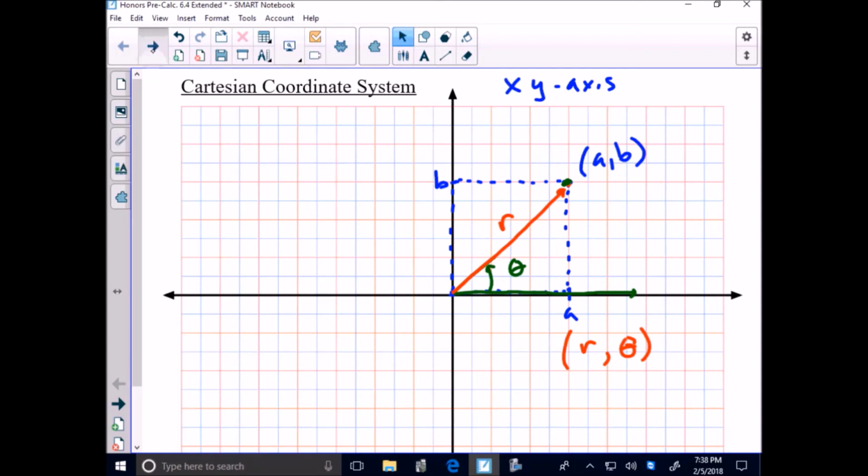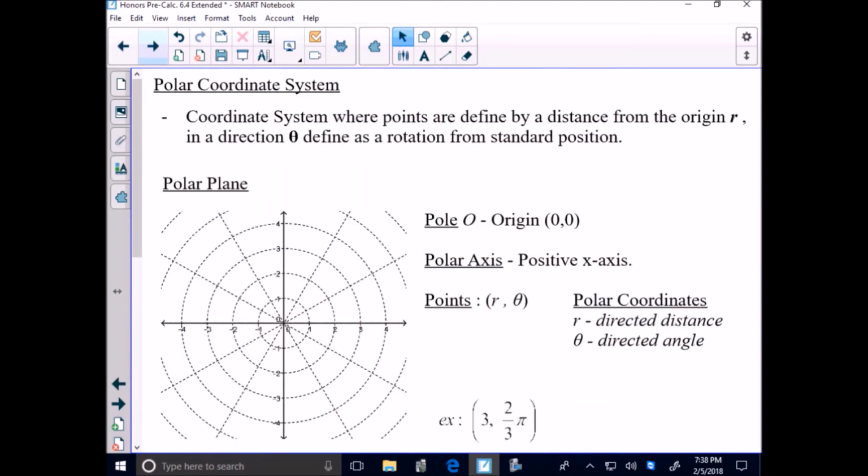So right here, we say that the pole we define as the origin, and that is basically the ordered pair (0, 0) on the xy axis. We say that the polar axis is the positive x-axis, and we define that as the polar axis because, of course, that's where all our rotations are going to start from when we rotate from standard position. Ordered pairs are defined as (r, theta), where r is the direct distance and theta is the directed angle.